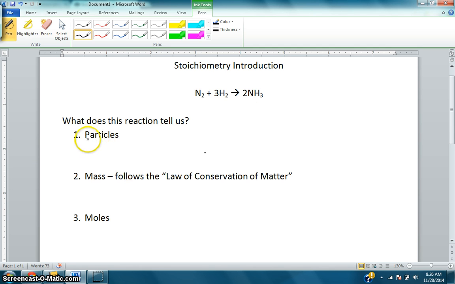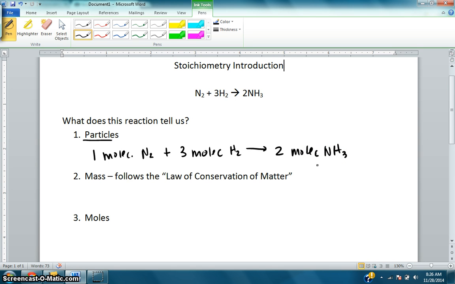The first thing we can look at is how this reaction deals with particles. If I'm looking at the reaction, what my coefficients tell me is that one molecule of N2 gas needs to react with 3 molecules of H2 gas in order to make 2 molecules of NH3. So my recipe tells me how many molecules of each thing I need to put in order to get my desired amount of product out. So that's the first way we can think of our reaction.